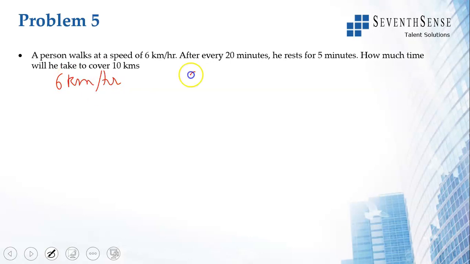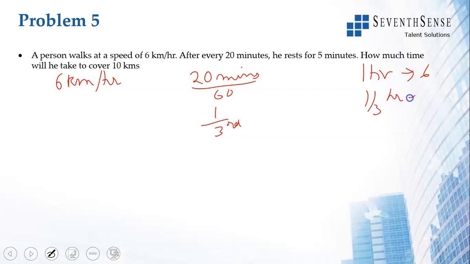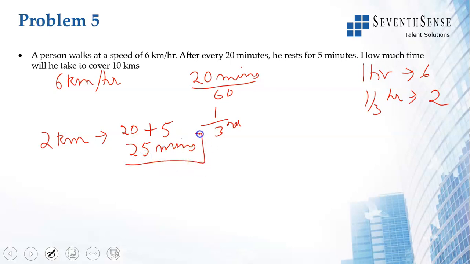So 20 minutes, if I have to convert that into hour, 20 minutes by 60 is 1/3 of an hour. In 1 hour, he is covering 6. In 1/3 hour, how much is he covering? 6 by 3, which is 2. Okay. So 2 kilometers, he needs 20 minutes plus the 5 minutes of rest. So 25 minutes. Pay attention. For every 25 minutes, he is covering 2 kilometers.